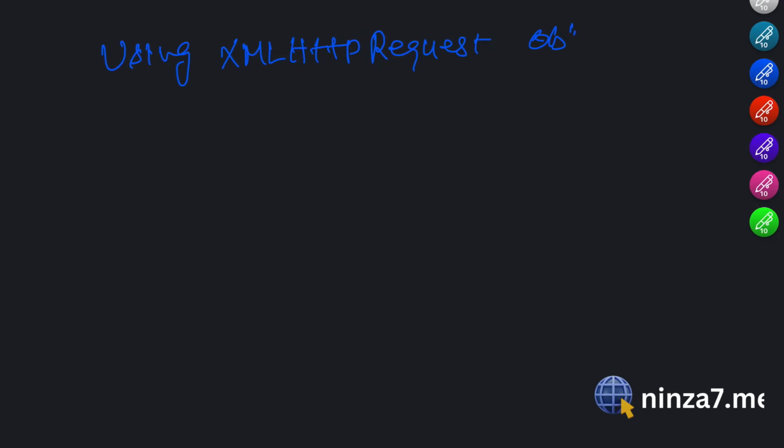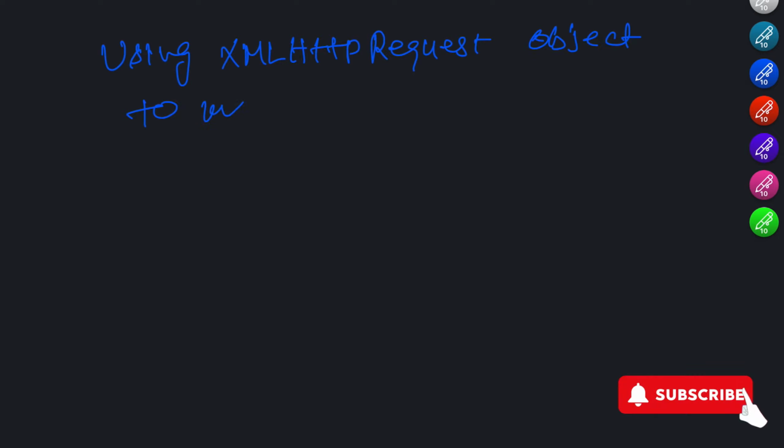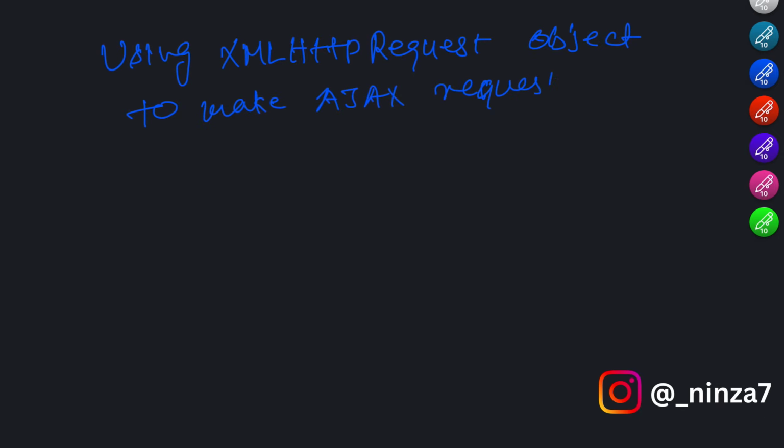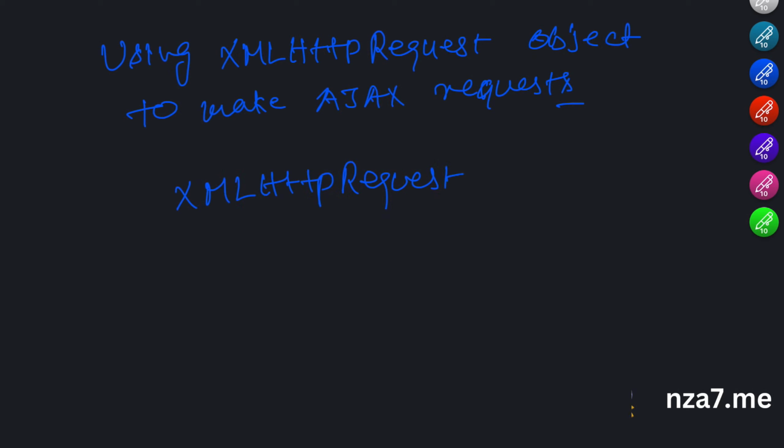Using the XMLHttpRequest object to make Ajax requests. To make an Ajax request in JavaScript, we use the XMLHttpRequest object, commonly known as XHR. It provides us with the ability to send HTTP requests to a server and handle the responses. Let's see an example of how to use the XHR object.